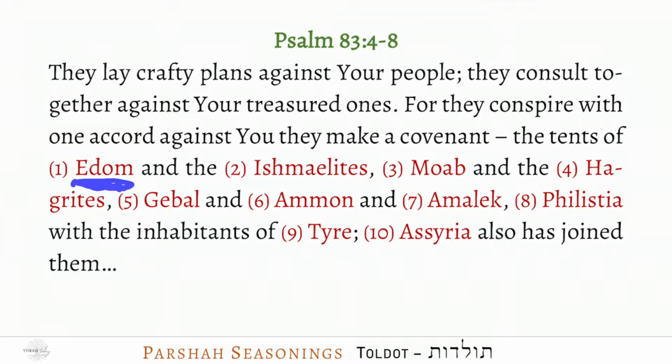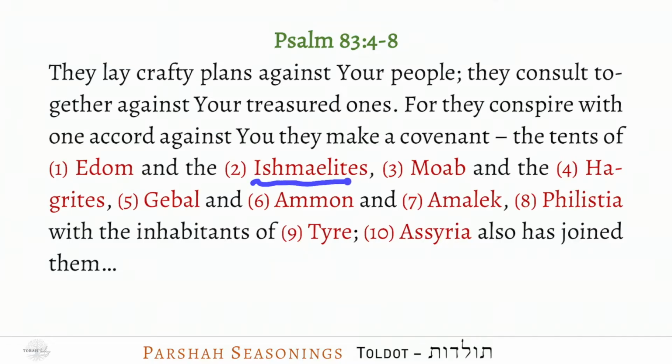Who were the twins in Rebekah's womb? There's Jacob and Edom. That's one of the names for Esau. Edom means red. We're going to see a little bit more about that in a moment. So the first one mentioned is Edom, because he's one of the oldest of these groups, and he seems to be the conspirator who's really working up these other nations.